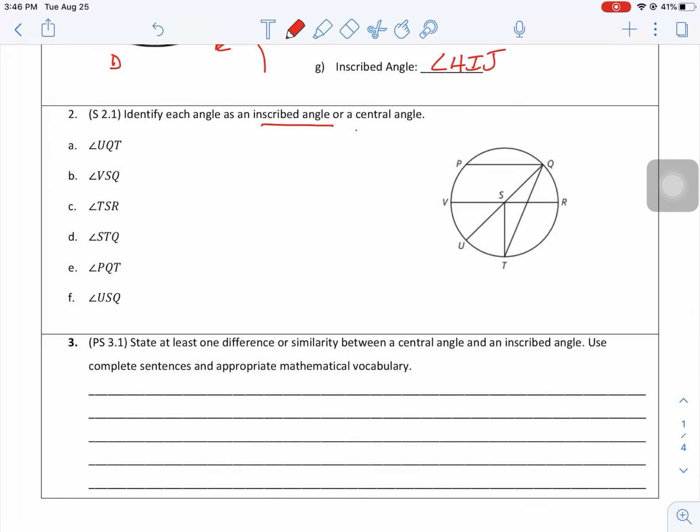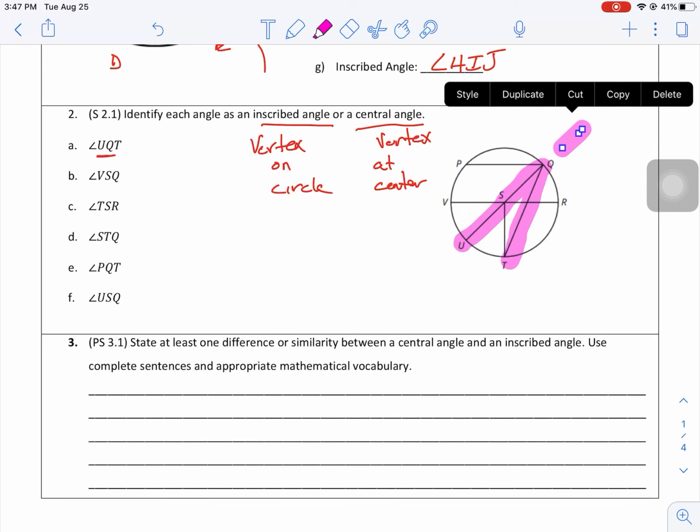Number 2, identify inscribed angles or a central angle. So we're going to check all these angles. Remember, an inscribed angle, vertex on the circle. Central angle, vertex at center. All right? So what you have to do is look at each one of these. So UQT, from U to Q to T. So the vertex is here, right? So that means that is an inscribed angle.